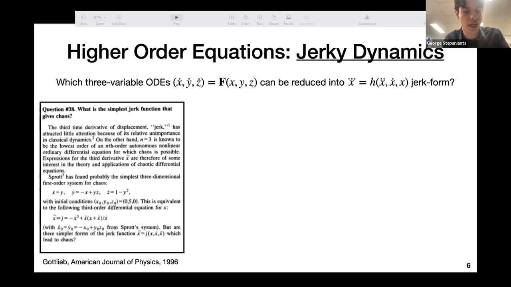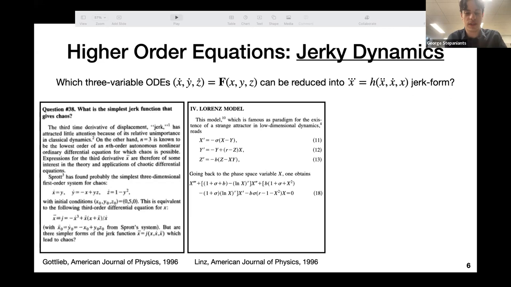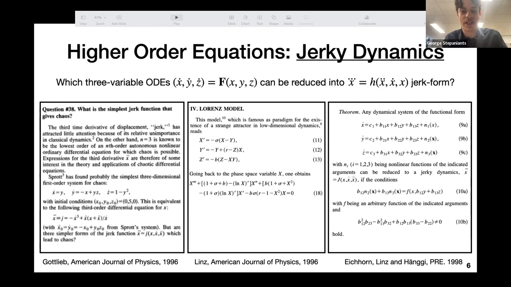In the same year, Linz showed that the Lorenz model can also be reduced into higher order form in its X coordinate. And it gives you back an implicit equation in X and its higher order derivatives. And there were some follow-up papers that tried to generalize how these reductions work for a more general class of nonlinear dynamical systems. But this was all focused on third order. So one of the things that we're also going to show in this paper is that you can do these kinds of substitutions for more than just three variable systems.